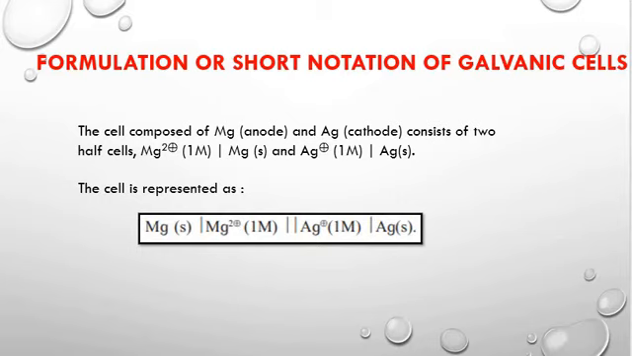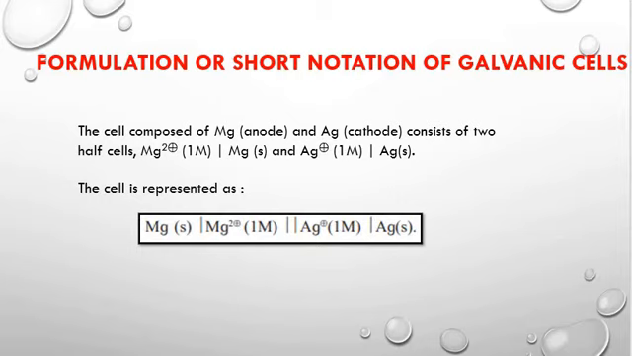The insoluble species, if at all there are any, are placed in the interior position adjacent to the metal electrodes. For example, if some gas is present or some extra thing is present, along with the metal electrodes it would be written adjacent to it. The aqueous solution of ions are placed at the middle of the cell formula.